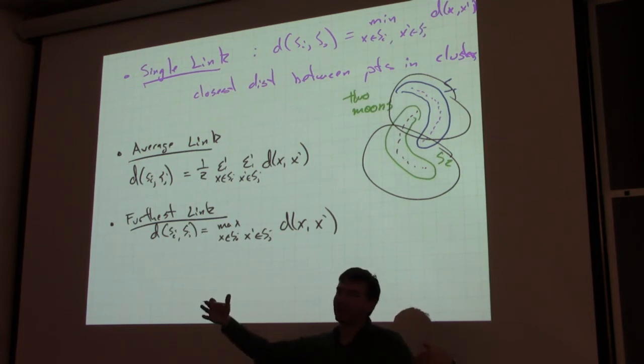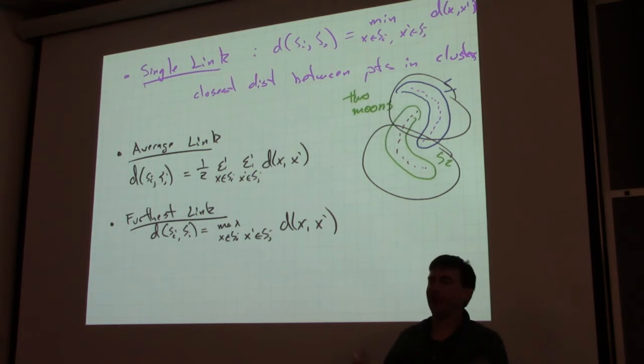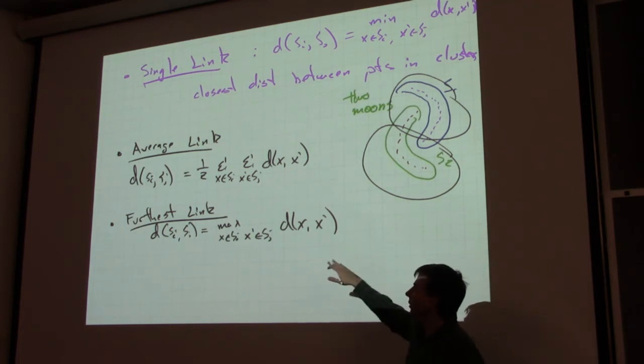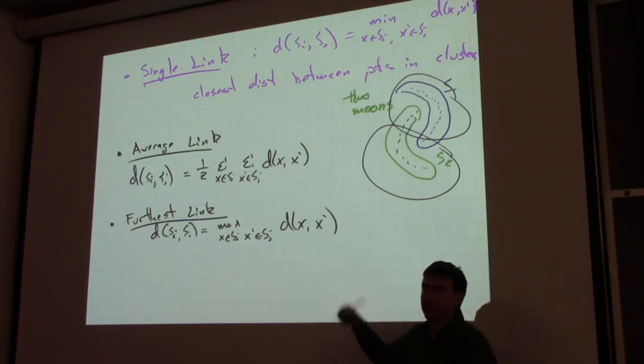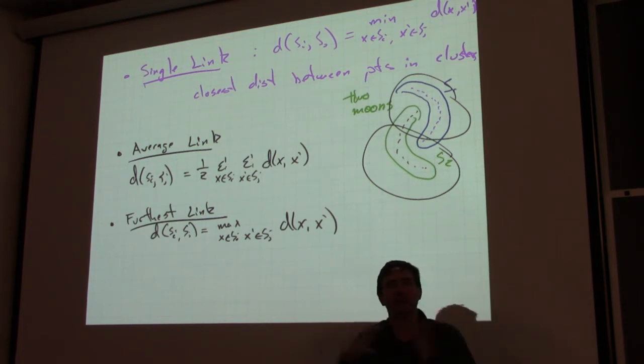I set some threshold. I'm thinking about, say, houses: if any two houses are further than 5 miles apart, I never want to put them in the same cluster. So I will keep merging clusters, trying to minimize the furthest link, and I will stop when I can't merge any more clusters. So this would be a reasonable thing to do if you want to ensure that clusters are never too big in this sense.